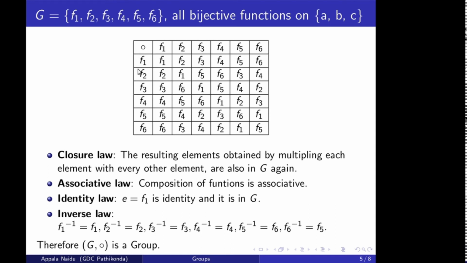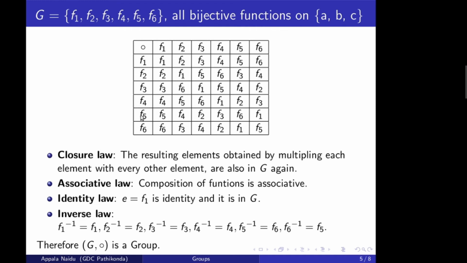Now let us see what is the inverse. Now let us look at F1. In that row F1 is identity, so inverse of identity is again identity. Let us see F2. In this row we get identity here, above that we have F2, so the inverse of F2 is F2. Now let us see F3. This F1 is identity, the above is F3, so inverse of F3 is F3. Let us look at F4. In this we get F1 here, above that we have F4, so inverse of F4 is F4.